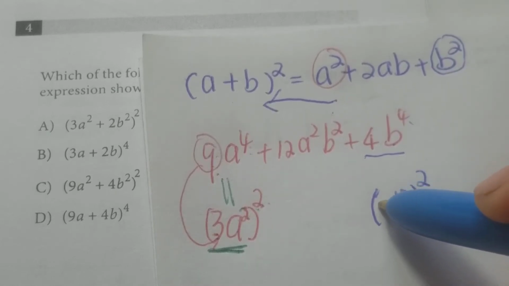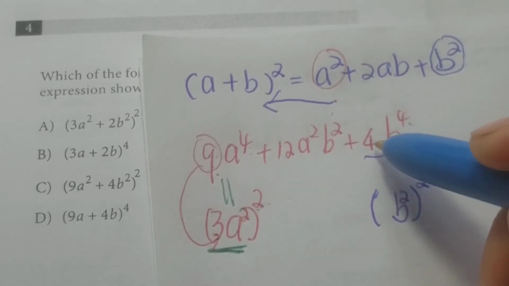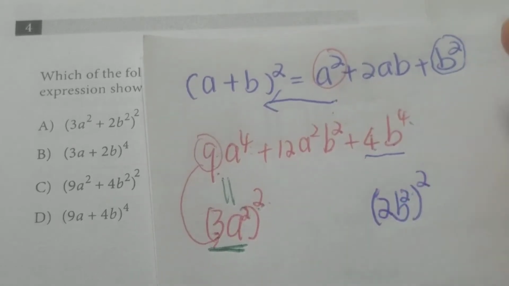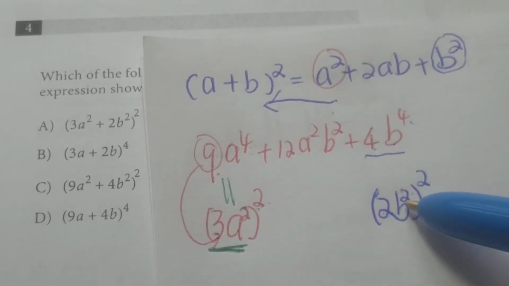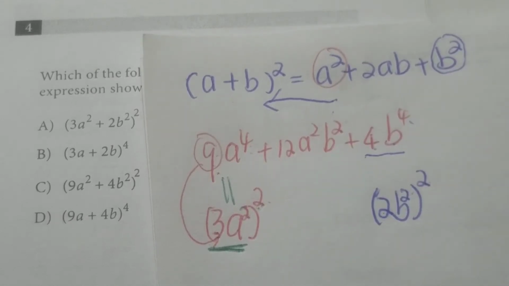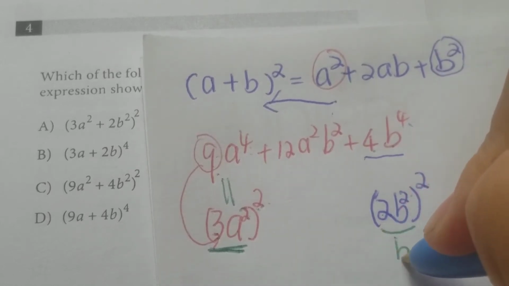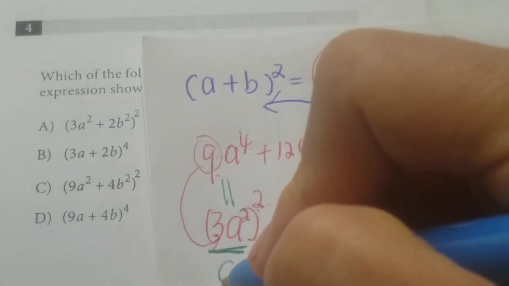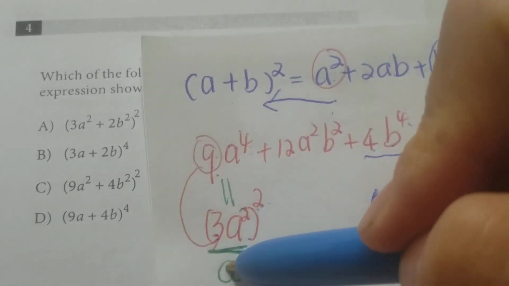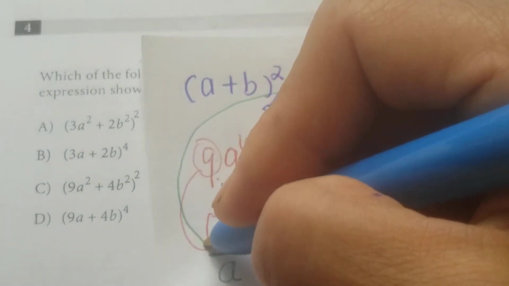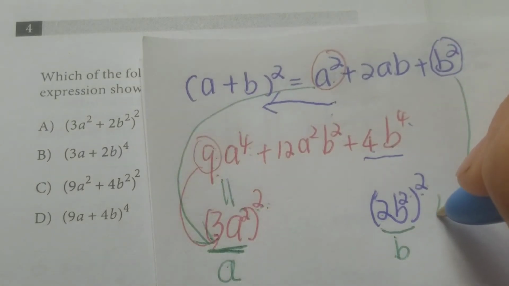Now, I need a number here, squared equal 4. In other words, I need the square root of 4, which is 2. Double check, 2 squared is 4. B squared squared, which is b to the power of 4. Okay? Here is my b. Now, b squared. Here's my b. Here's a squared. Here is my a. Back to the formula, a squared and b squared. So I'm done for the first term and the last term.